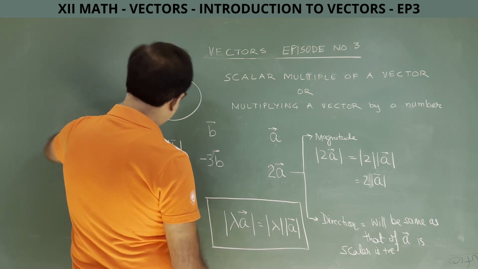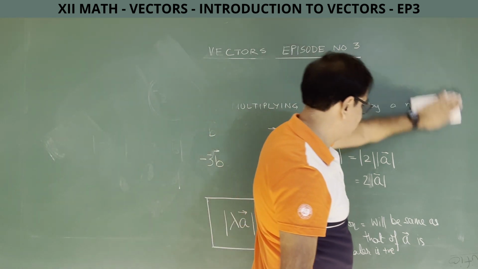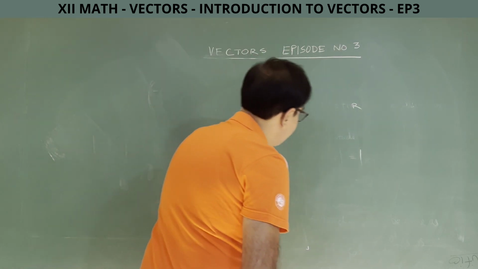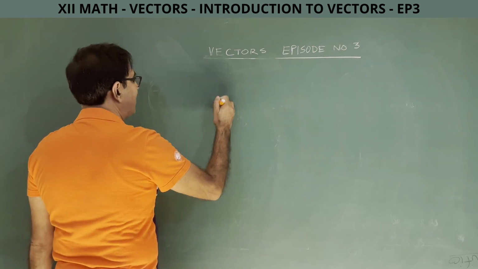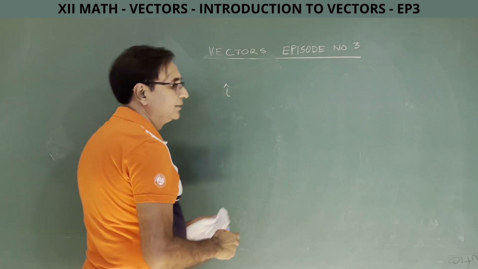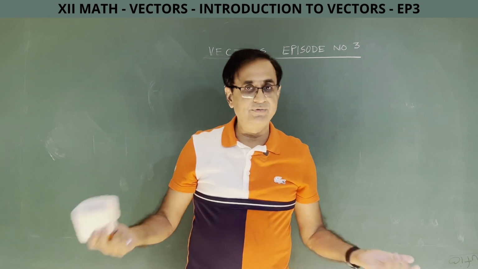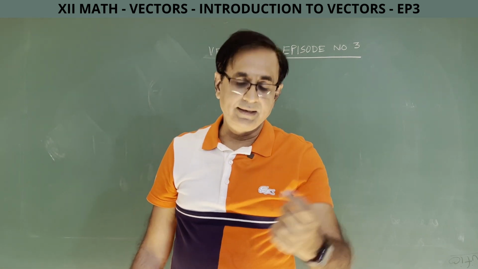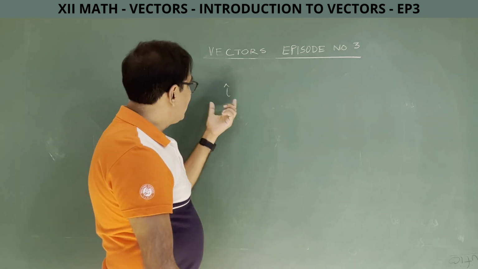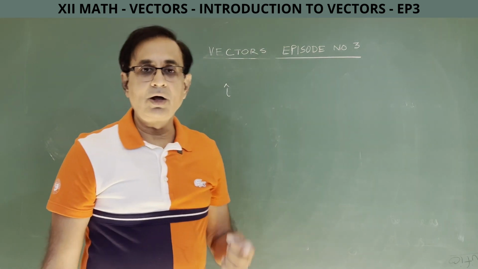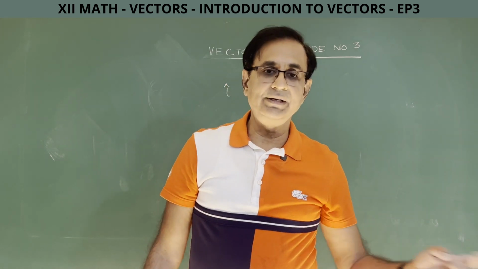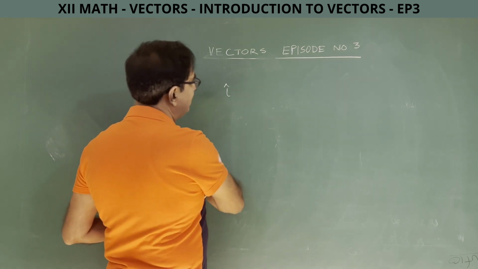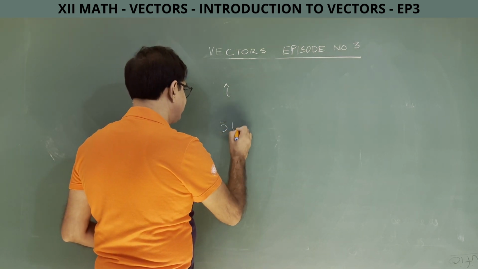Alright, let's take some interesting examples on the same topic. So what is i cap? I told you in the previous class, those students who are watching this video for the first time should definitely go back and watch episode 1 and 2, but I'll tell you for your benefit. i cap represents a unit vector along the x-axis pointing in the direction in which the x coordinate is increasing. So what is the magnitude of this vector? 1. Now for some reason I multiply this vector by 5.